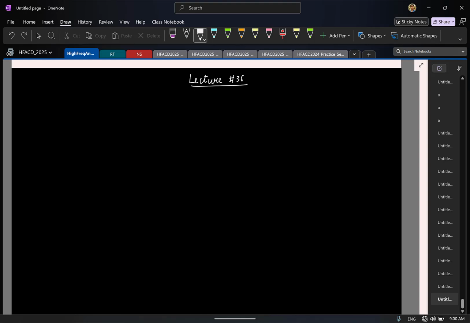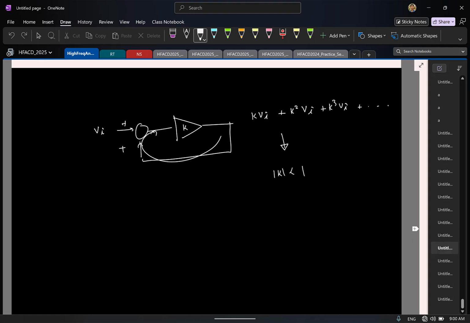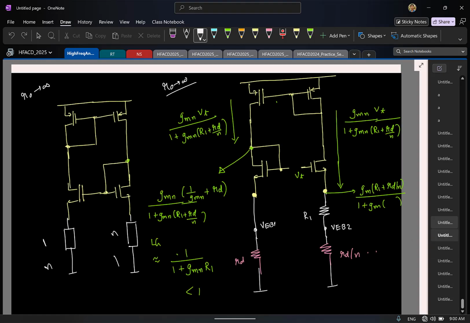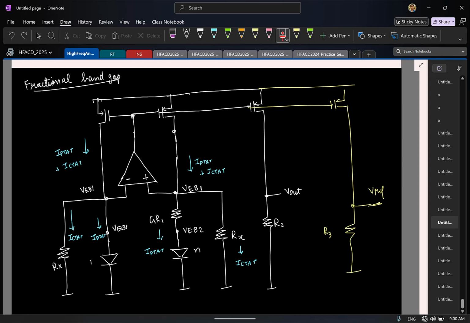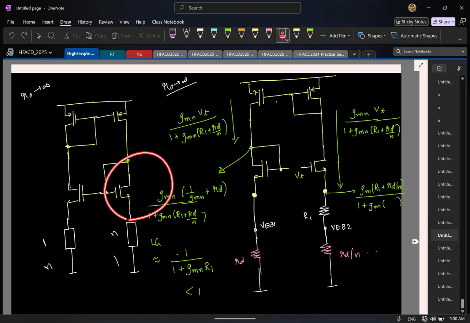Okay, let's continue. So in the last class we were looking at band gap reference, how to generate a good voltage reference, and in particular we looked at how to generate voltages that are fractions of the band gap voltage, that's the fractional band gap. And towards the end we also saw how we can get a simpler circuit without using an op-amp, although it is not that efficient compared to the one with op-amp.